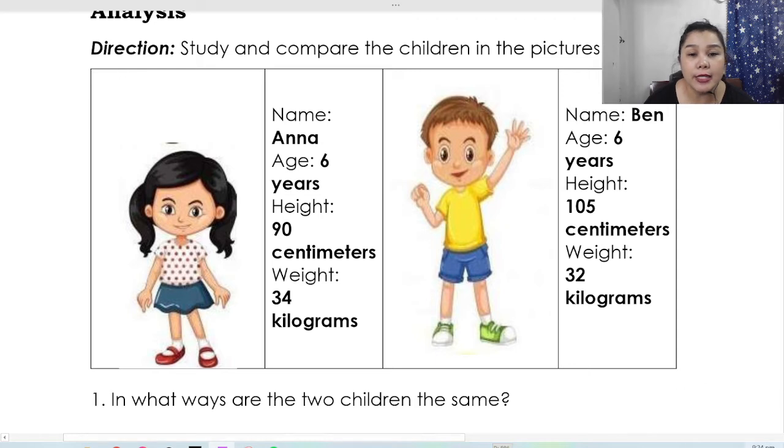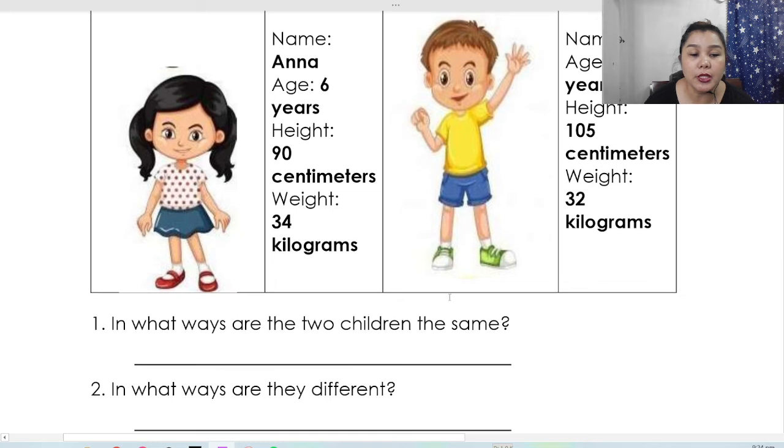Okay, now that we can see how they are different from each other and what details are the same in them, let's now answer some questions. Number 1, in what ways are the two children the same? Which details are the same between the two? Is it age, height, or weight? You just use the words among the three. Are they the same with regard to age, height, or weight?